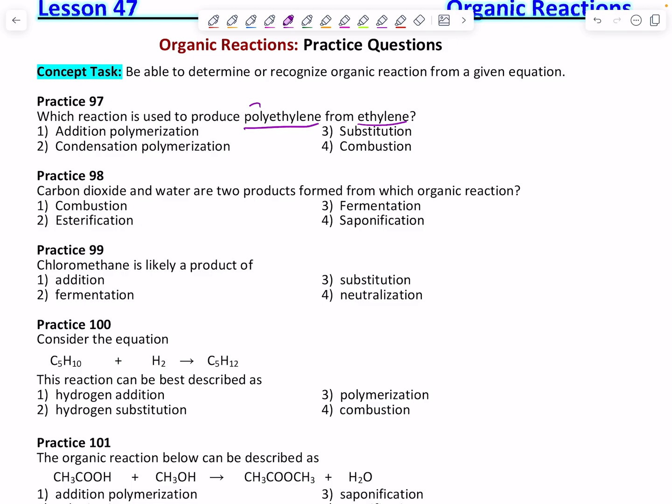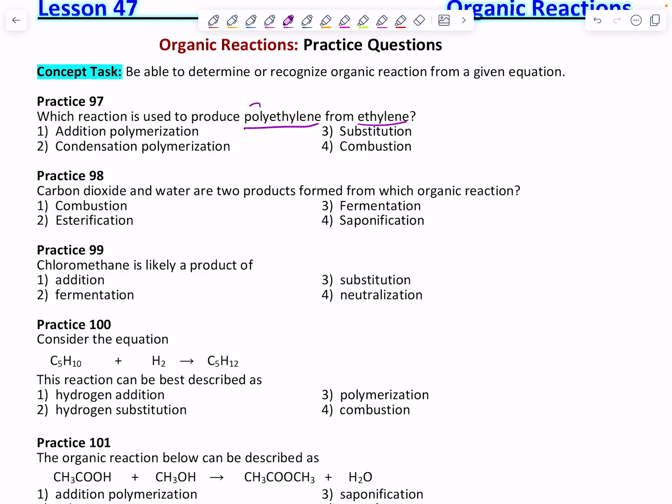So it can't be 3 or 4. But then we had two different types of polymerization. Is it addition or is it condensation? Well, if we look at what we're making, we had an alkene and we made a polyethylene. If I come up here to my two types of condensations, this one up here, I had to have two alcohols or two amino acids react. And that's not what I have.